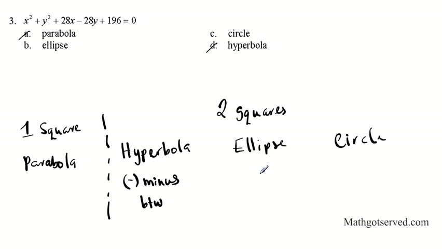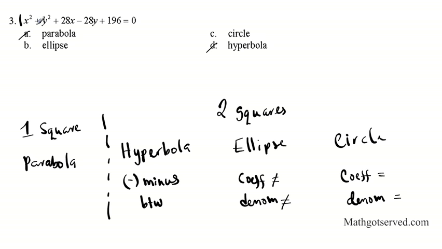So if the coefficients are dissimilar, not equal, then it's an ellipse. If the coefficients are equal, it's a circle. The coefficients or denominators being different is an ellipse. That's what accounts for its eccentricity. But if the squares have equal coefficients or equal denominators, then it's a circle. The coefficient of x squared is 1. The coefficient of y squared is 1. The two squares have the same coefficient, so our answer is option C. It cannot be B. All right?